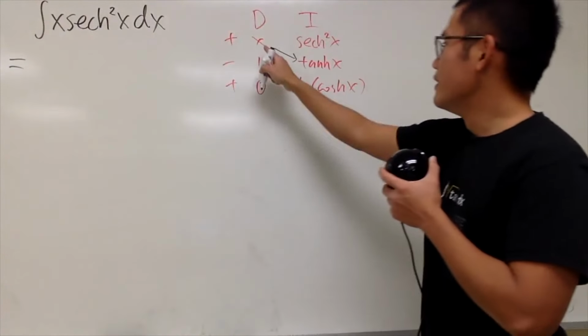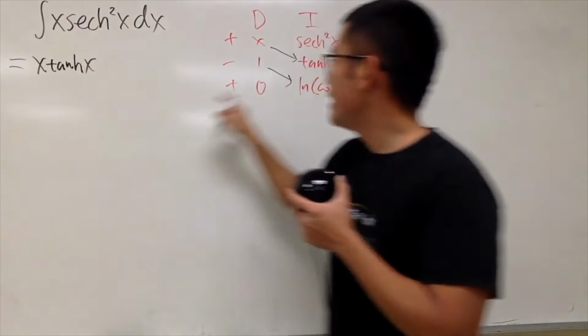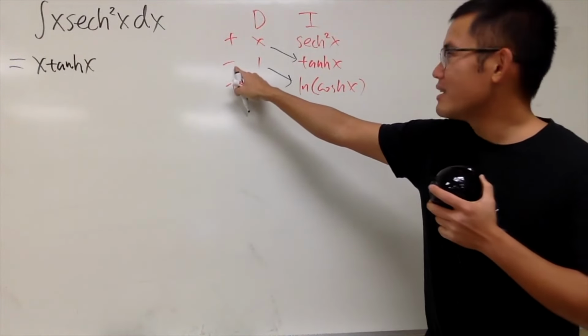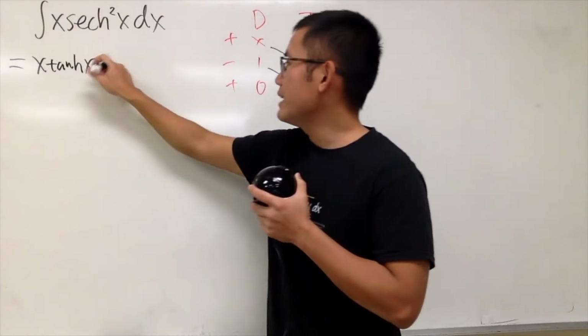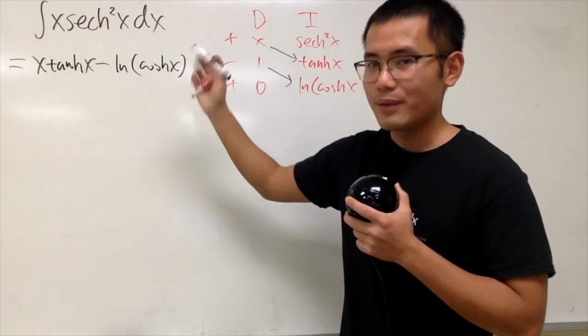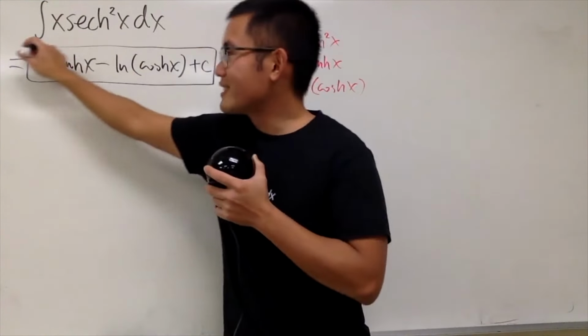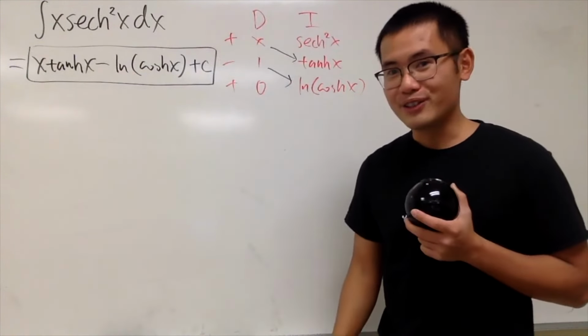So here we go. Let me just write it down. The first part is x times tanh x. And then don't forget the minus here. So it's this times that. So we have to minus ln parentheses cosh x. And yeah, we are done. Put plus c. So integration by parts still works even for hyperbolic versions.